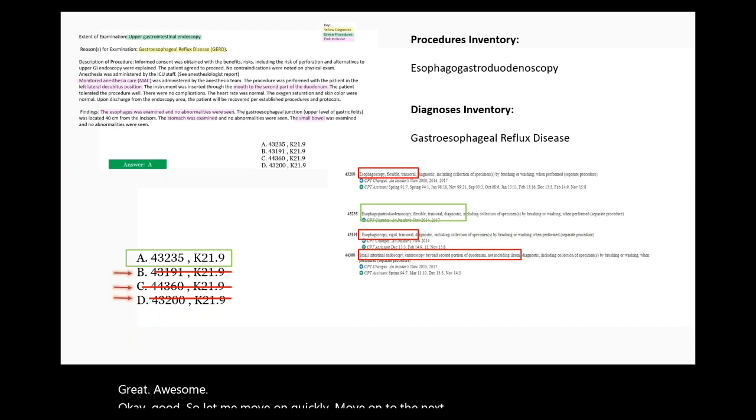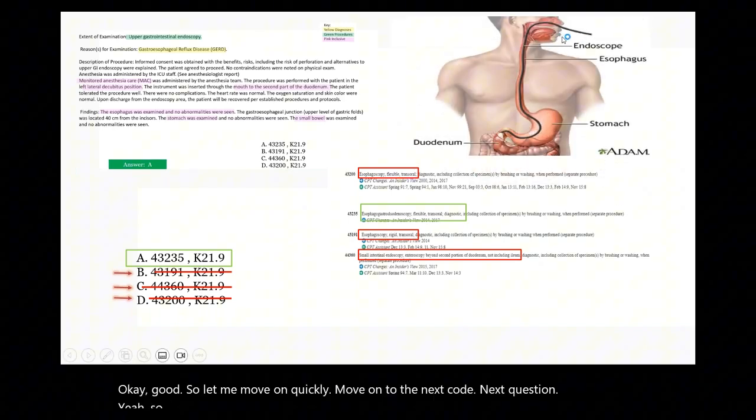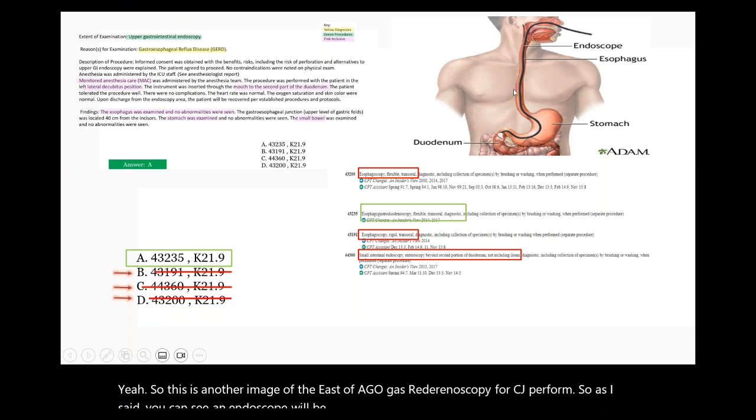question. Yeah, so this is another image of the esophagogastroduodenoscopy procedure performed. So as I said, you can see an endoscope will be inserted. It will examine the esophagus, the stomach, until the second part of the duodenum.